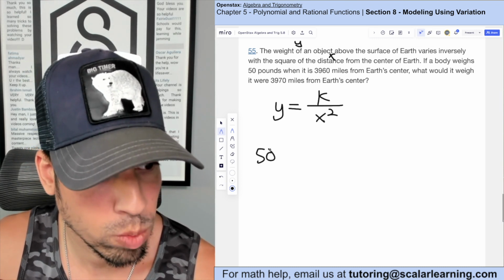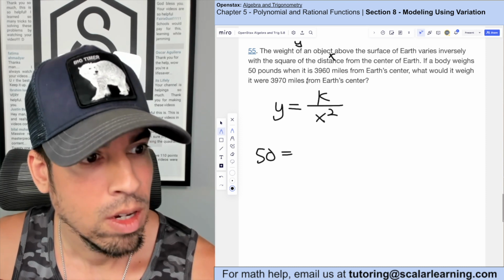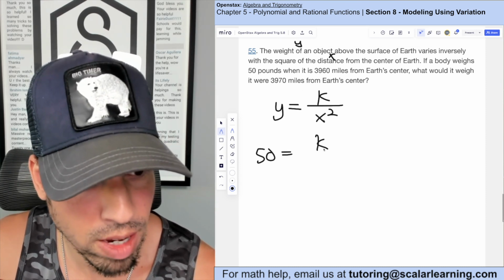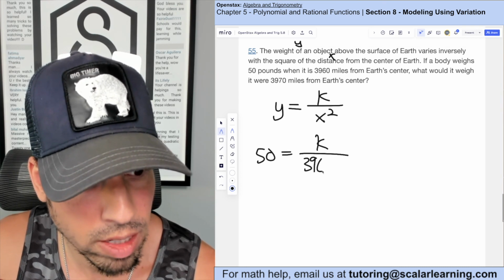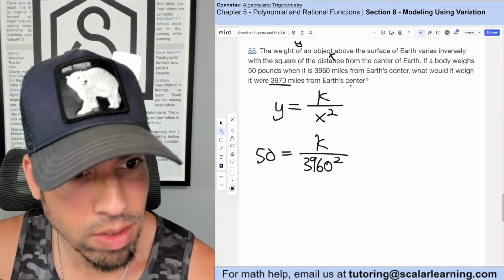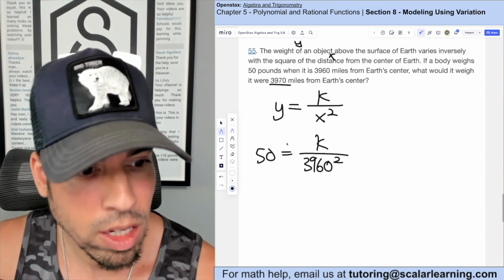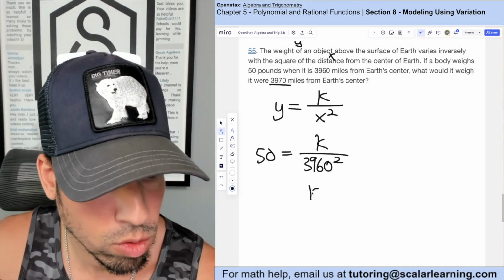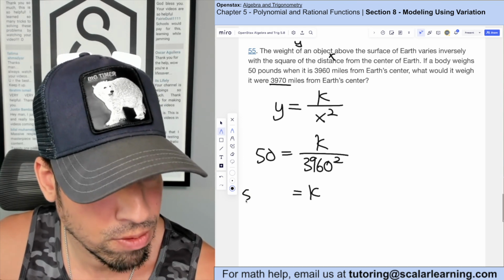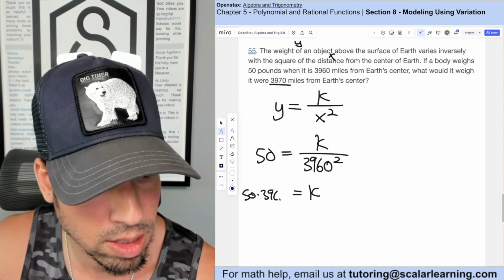So let's plug and chug, because we know we have to solve for k. When it is 3,960 miles from the center, that's our x value, so that goes on the denominator like so. What would it weigh if it were 3,970 miles from the Earth's center? So let's first solve for k. So k equals, multiply both sides by 3960 squared, and that's going to be 50 times 3960 squared.